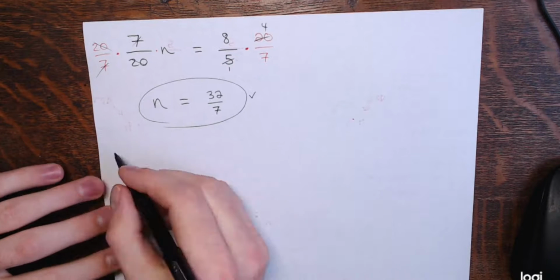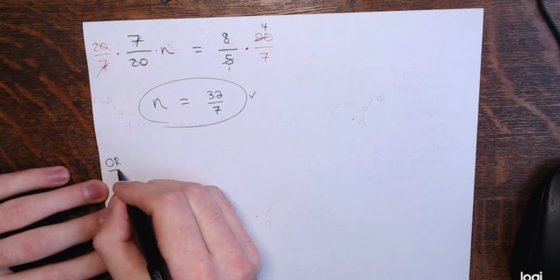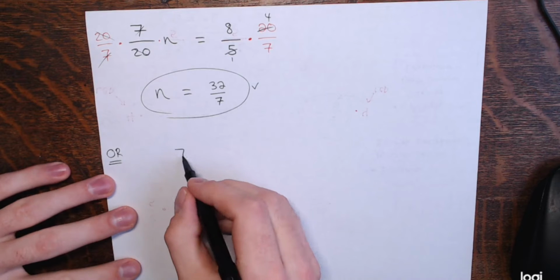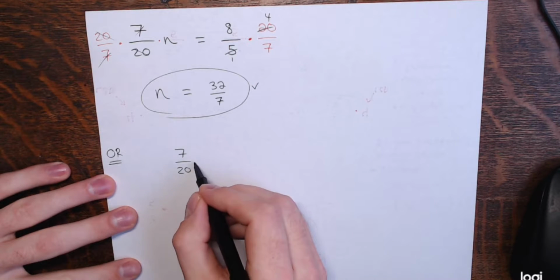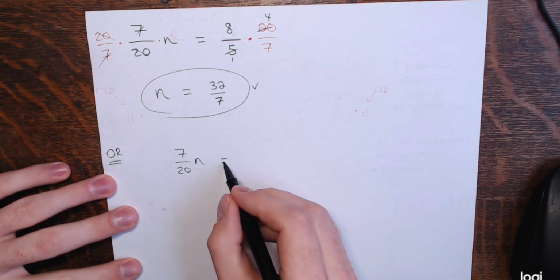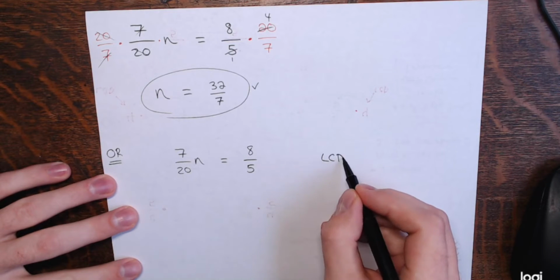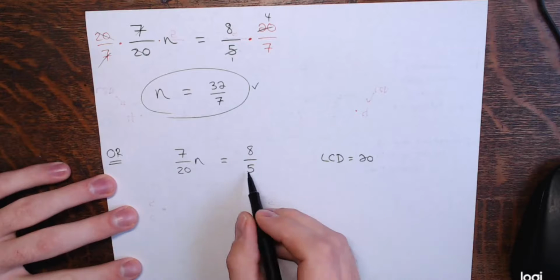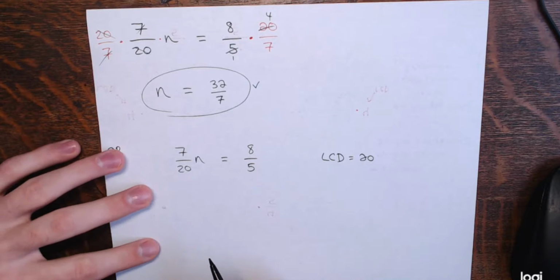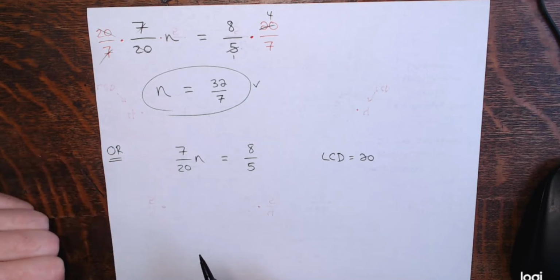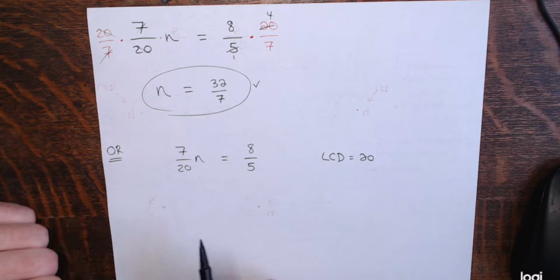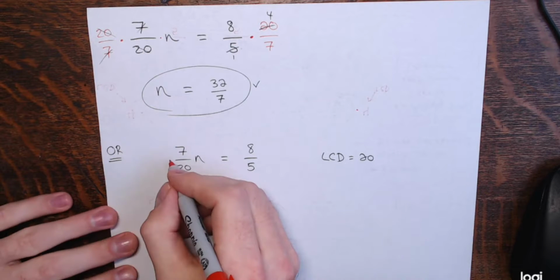Now again, you could have also done it the other way with that least common denominator. I had 7/20 times n equals 8/5. Right, the least common denominator, the LCD, would be 20. Right? 5 and 20 are the denominators here. 20 is the smallest common multiple of 5 and 20. So I'll start off with that. I'll multiply both sides by 20.